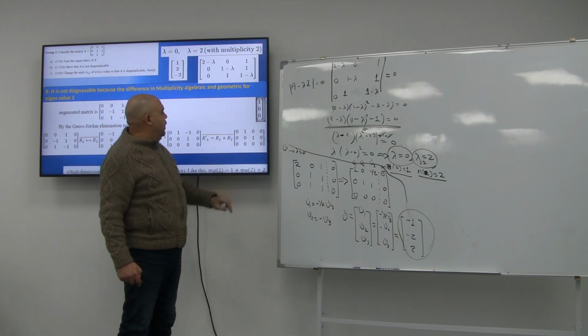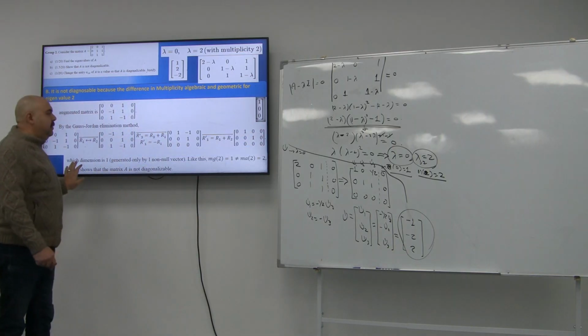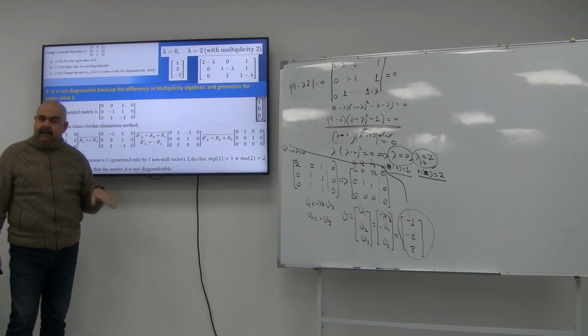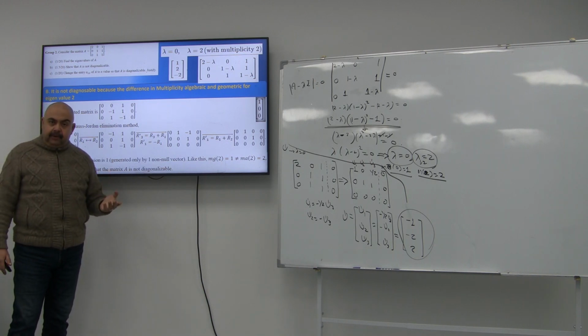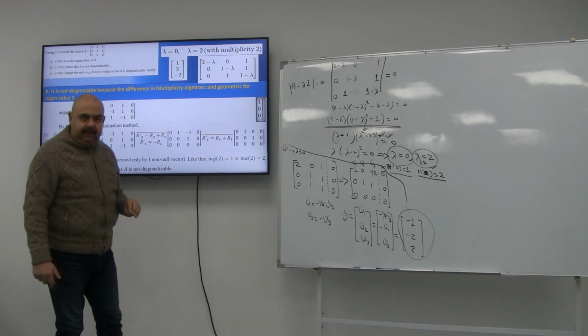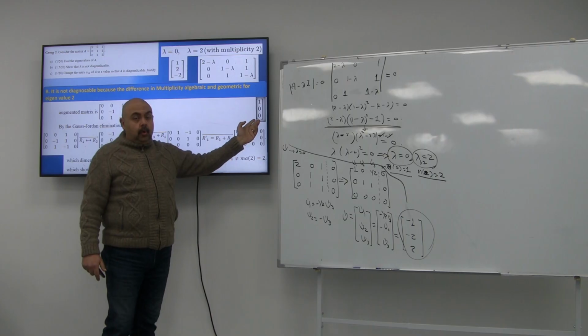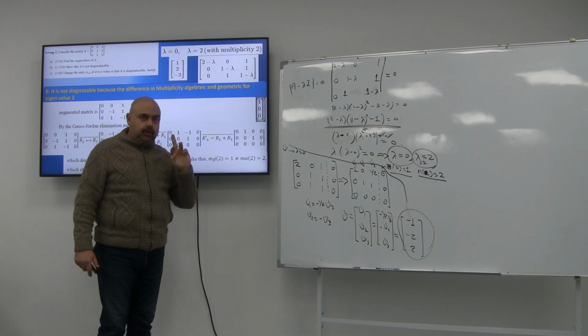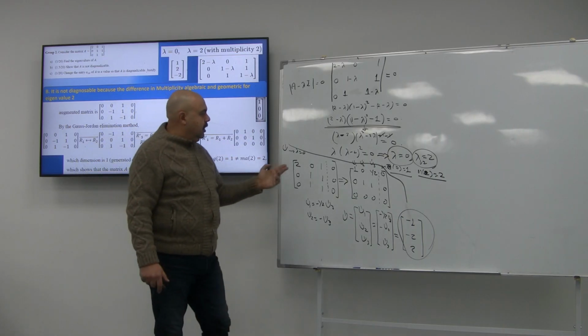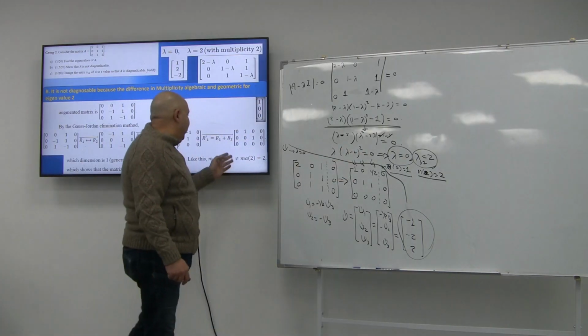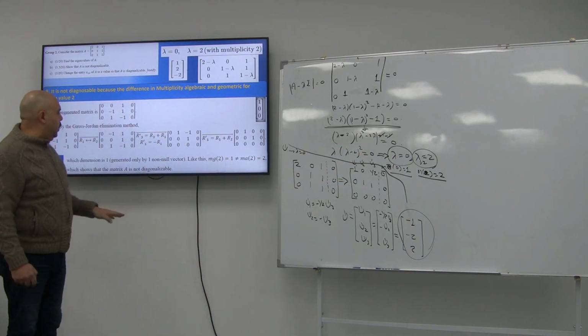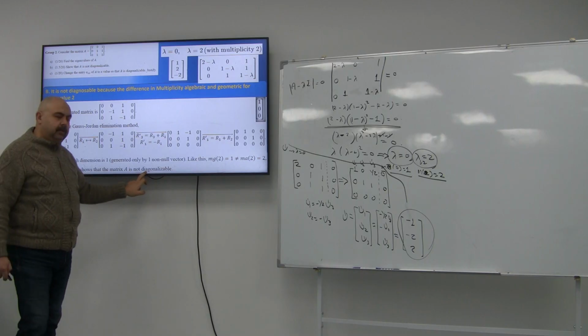which is dimension 1. And as I told you, there is a mismatch between the algebraic multiplicity of eigenvalue 2 and the geometric multiplicity. The geometric multiplicity is the number of vectors in the basis of the eigenvector space. Here it is 1. The algebraic multiplicity is 2 because it's repeated 2 times in the characteristic solution. So, as you can see, there is a mismatch, and this is why it is not diagonalizable.